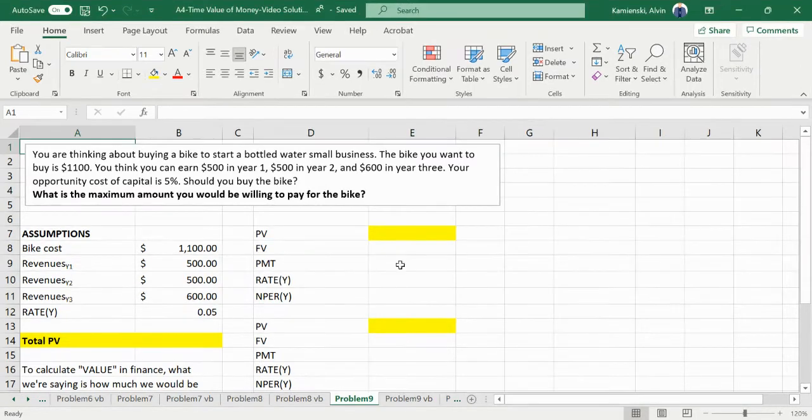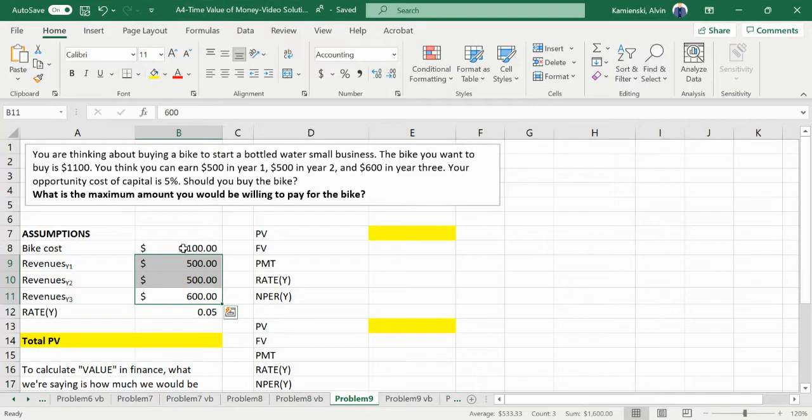In looking at this problem, while reading it twice, I've always thought of it as a classic present value problem to determine whether or not an investment is worthwhile. And it starts off with the idea that you can get a certain amount of revenues, in this case what ends up being $1,600 over the course of 3 different years, if you spend $1,100 on a bike right now.